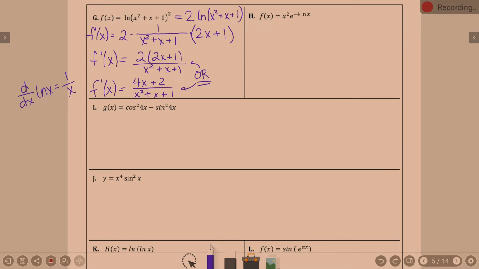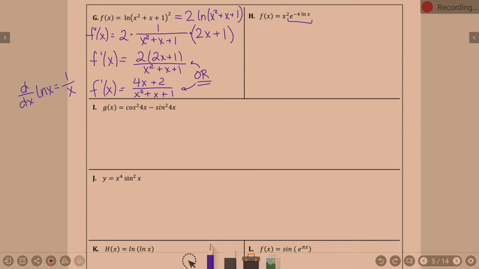Yes, because it would be x squared times e to the negative 4 ln x. So it would be the derivative of one times the other, plus the reverse. Now, there is a lot of simplification if you catch it. Look at that piece right there, e to the negative 4 ln x. The natural log base is e. Does that have anything to do with it? It does.